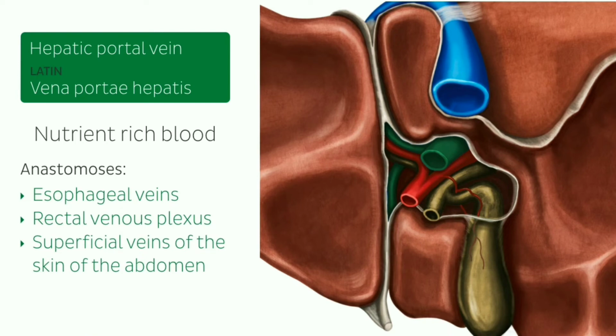skin of the abdomen. From a clinical point of view, this vein is very important because every condition that causes fibrosis in the liver, for example cirrhosis, results in an increase of blood pressure in this vein, a condition known as portal hypertension. This in turn leads to several complications such as splenomegaly, ascites, and gastrointestinal bleeding.